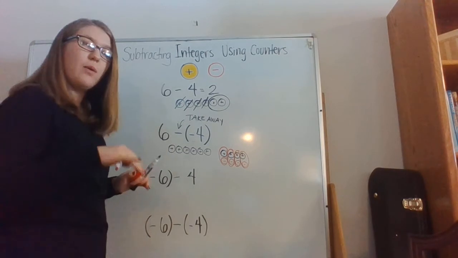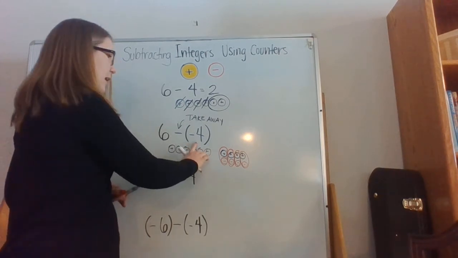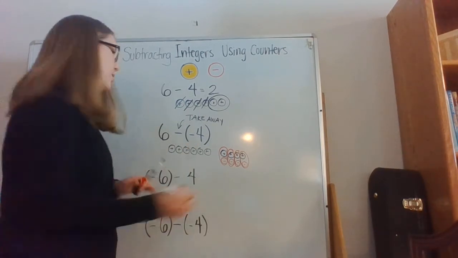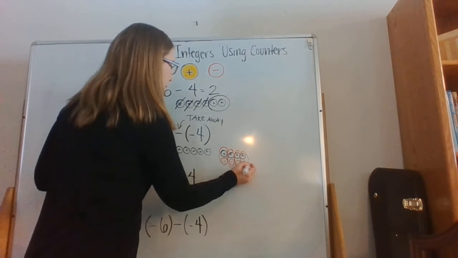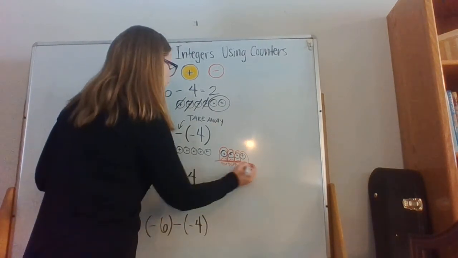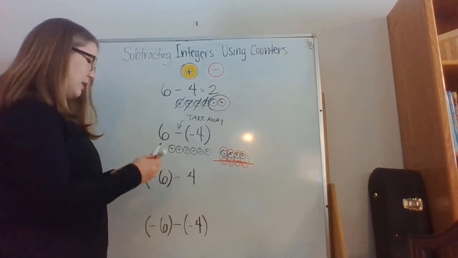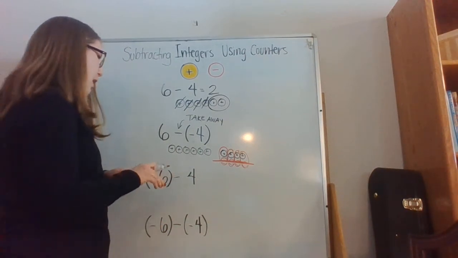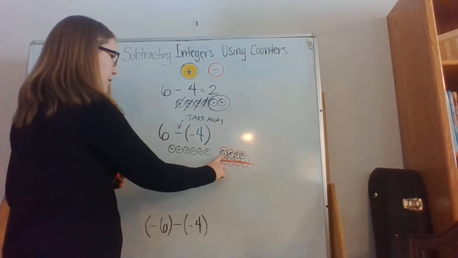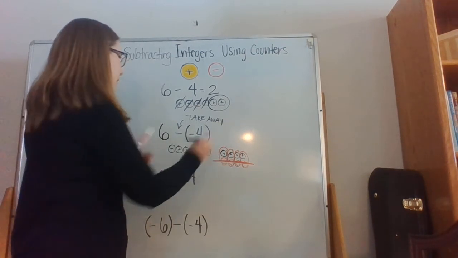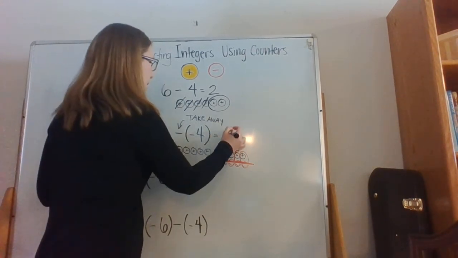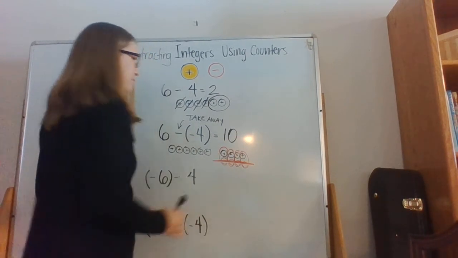But now I can take away those negative 4. So I'm going to take away these negative 4s right here. And now, how many positives do I have? I have 6, 7, 8, 9, 10. So my answer is positive 10.